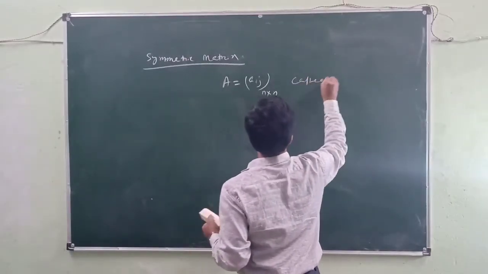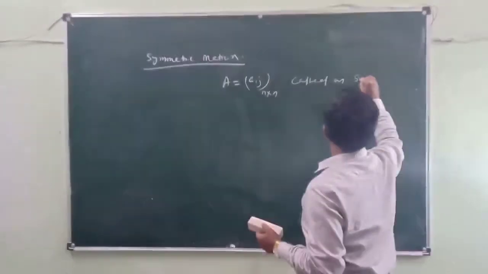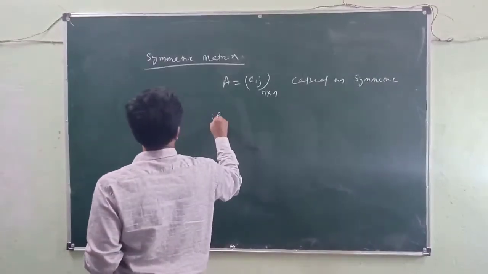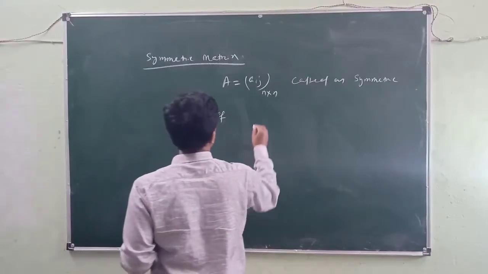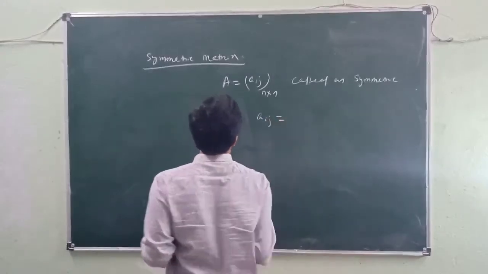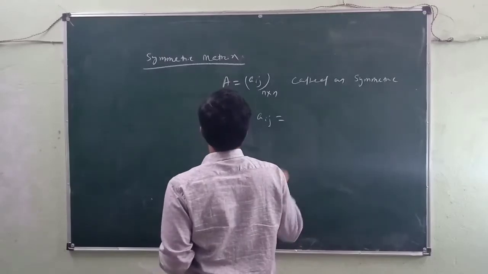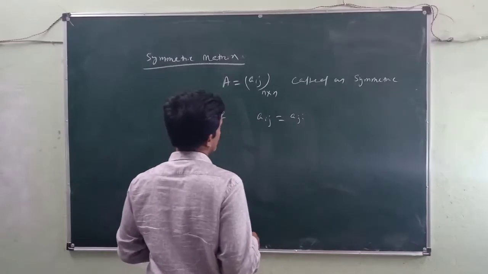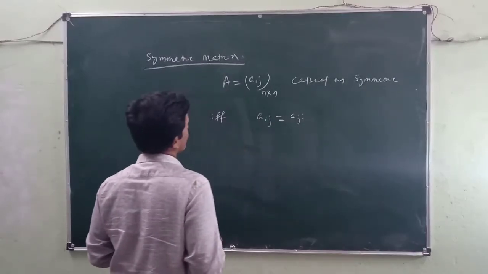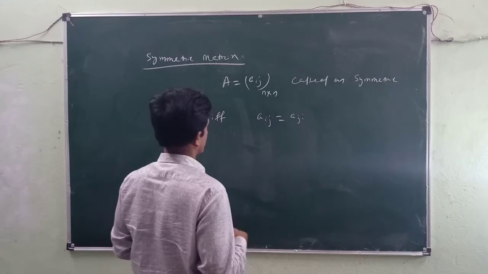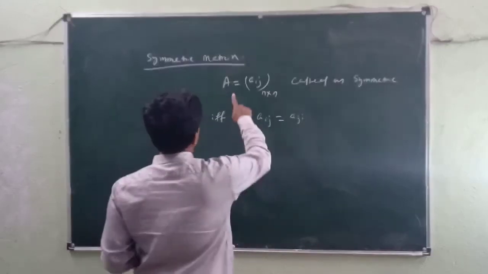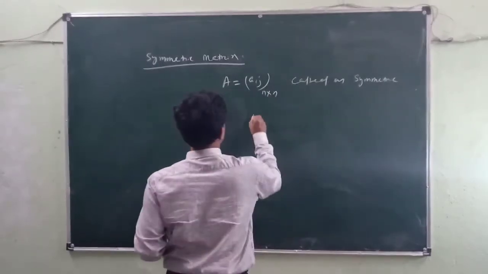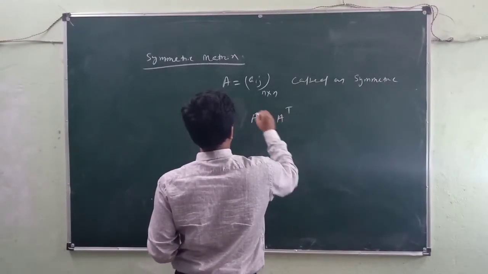is called symmetric if and only if a_ij = a_ji. That means a_ij equals a_ji. What does symmetric mean here? If and only if A = A transpose.